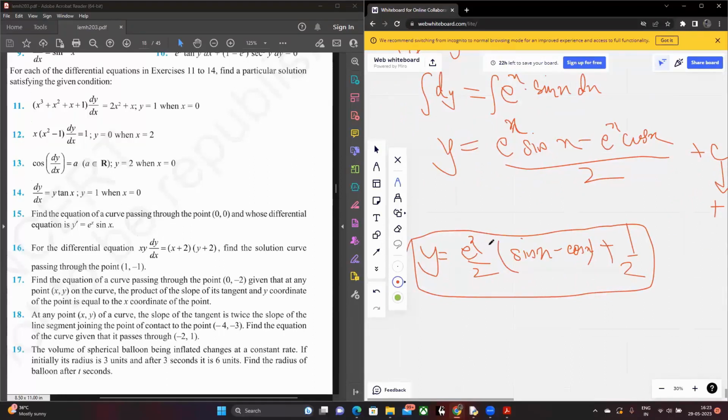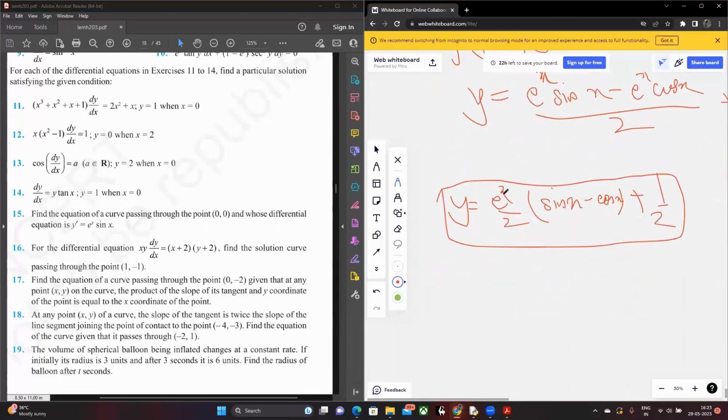Or 2y is equal to e^x (sin x minus cos x) plus 1. Whatever form this equation takes, this is basically the equation of the curve that passes through the point (0, 0), and the differential equation is y' equals e^x sin x.